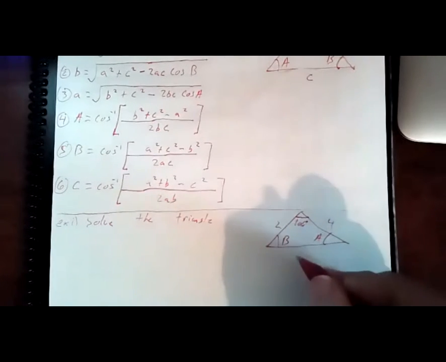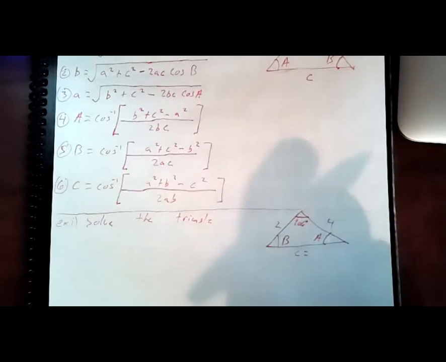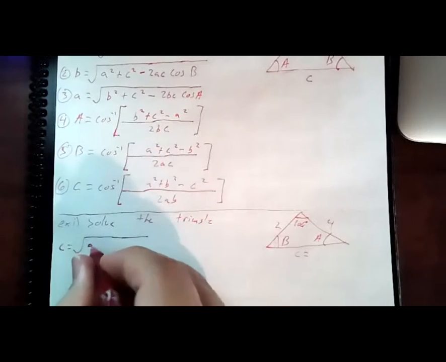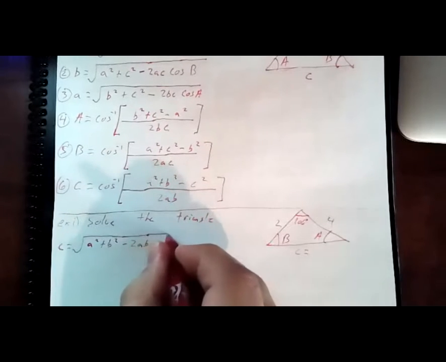Okay, so let's go ahead and find the missing side. We could do that because we have these sides and an angle, so we should be good. So little c is equal to a squared plus b squared minus 2ab cosine c. Now I have all those things, right?